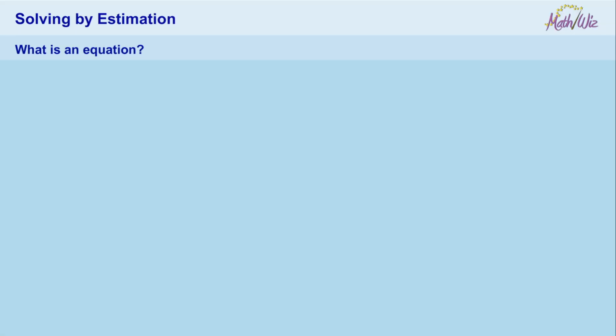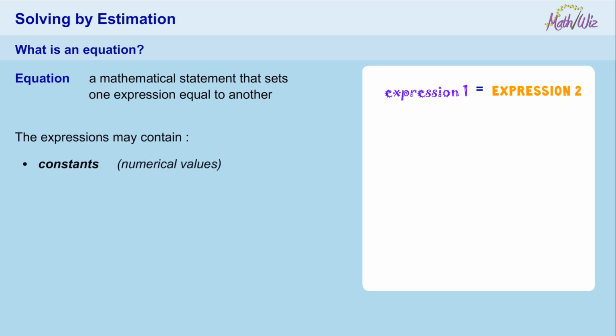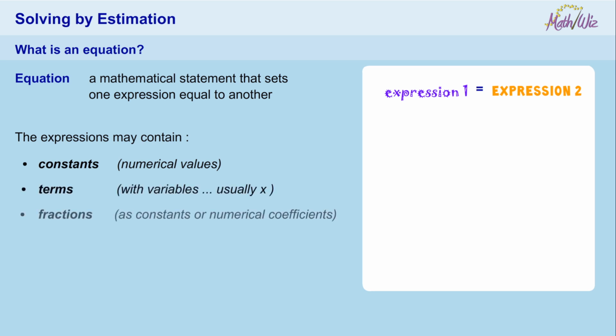In this lesson, we are going to learn about solving an equation. Let's start off by asking the question, what is an equation? An equation is a mathematical statement that sets one expression equal to another. The expressions may contain constants, which are numerical values, terms that have variables, usually x, fractions, which can be constants or numerical coefficients of terms, grouping brackets, and operations: adding, subtracting, multiplying, or dividing.